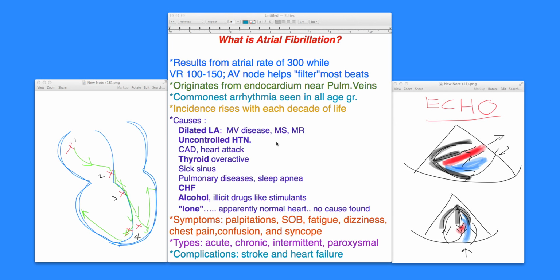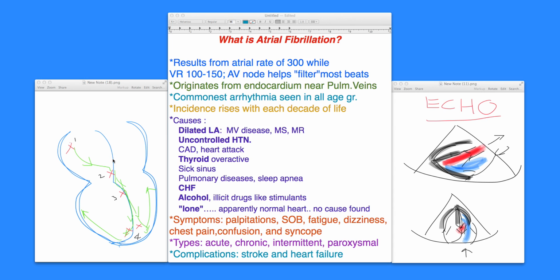This is Dr. Jaitly. In this particular section, I'll be talking to you about a very common arrhythmia called atrial fibrillation. What is atrial fibrillation? Atrial fibrillation is the time when the atria are chaotically beating more than 300 times a minute.